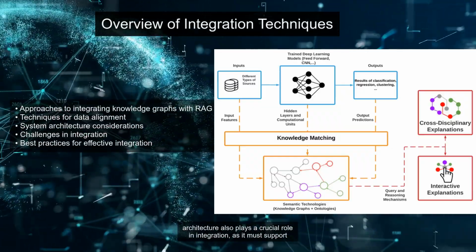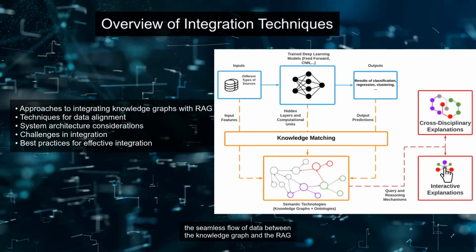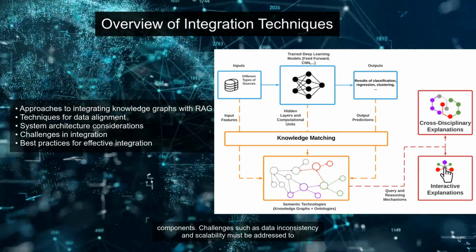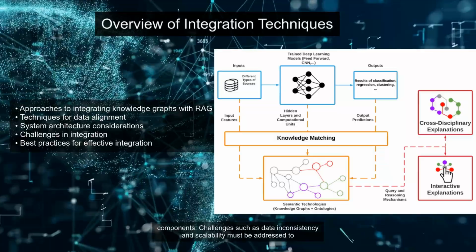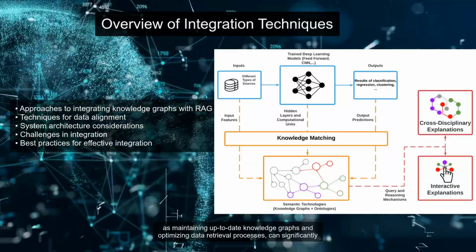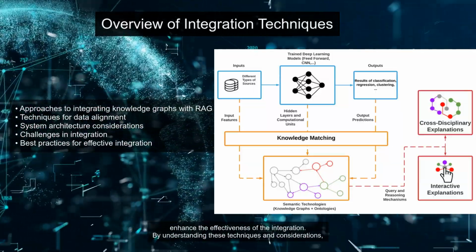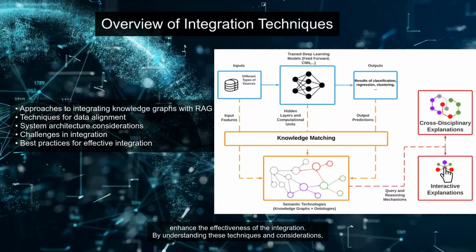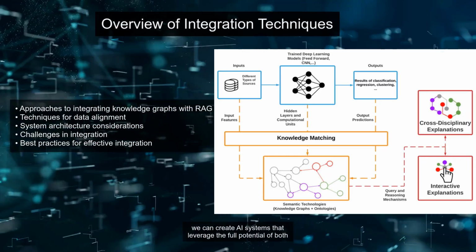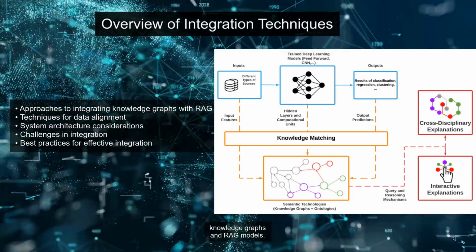System architecture also plays a crucial role in integration, as it must support the seamless flow of data between the knowledge graph and the RAG components. Challenges such as data inconsistency and scalability must be addressed to ensure the integration is both robust and efficient. Adopting best practices, such as maintaining up-to-date knowledge graphs and optimizing data retrieval processes, can significantly enhance the effectiveness of the integration. By understanding these techniques and considerations, we can create AI systems that leverage the full potential of both knowledge graphs and RAG models.